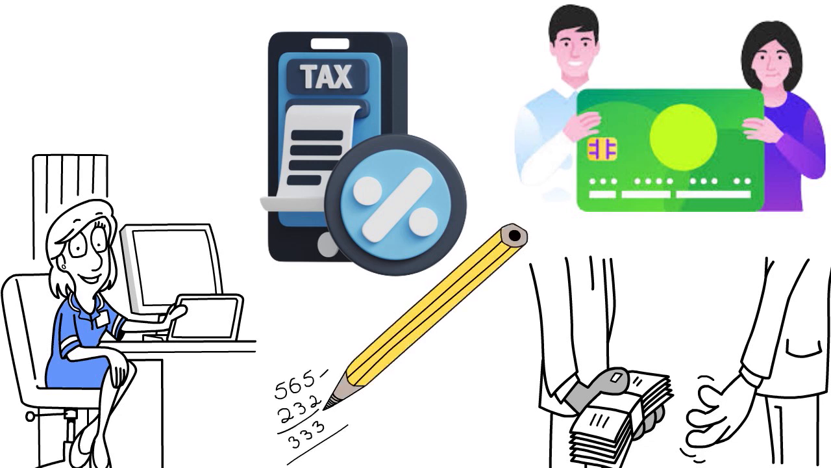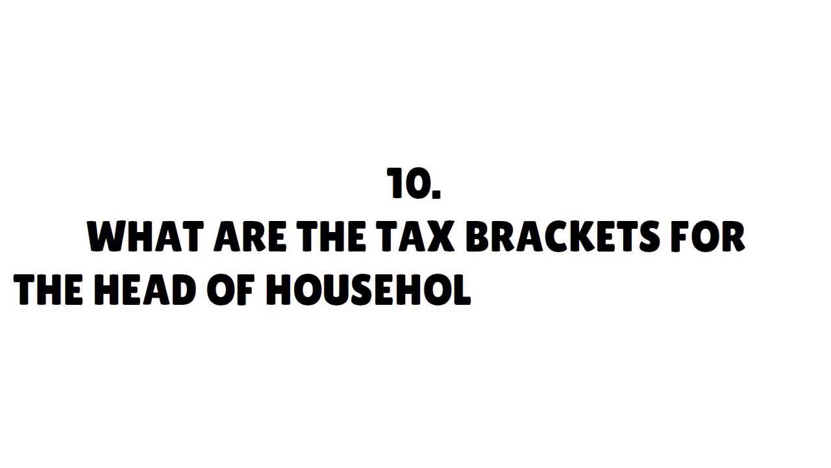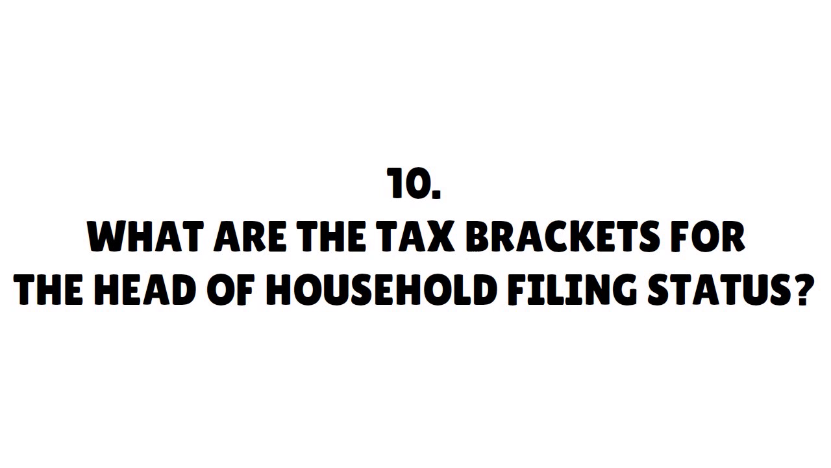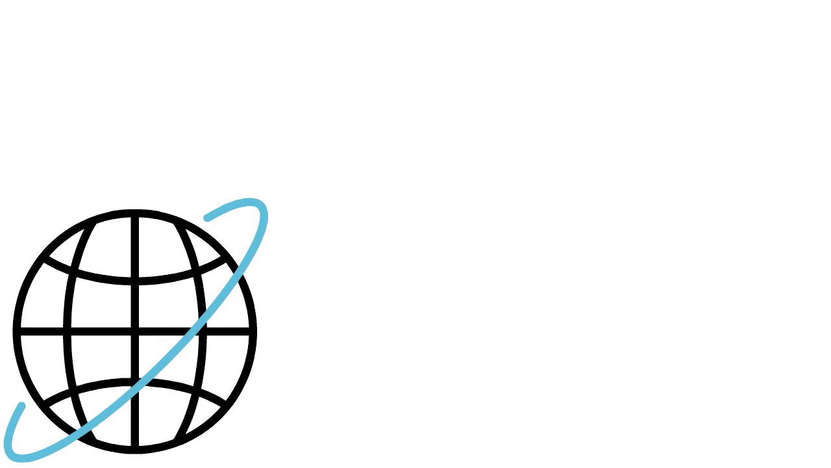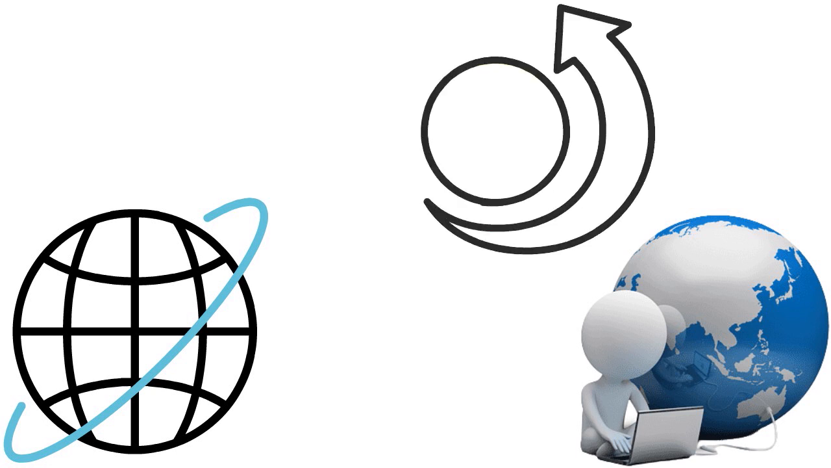Joint filers have a standard deduction twice as large as single filers and roughly 33% larger than heads of household. Okay, so what are the tax brackets for the head of household filing status? Well, this changes all the time, so it's a lot better to go to the IRS website and see the one that applies for this year. Again, those are indexed for inflation and other things.